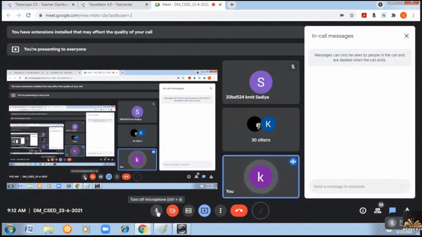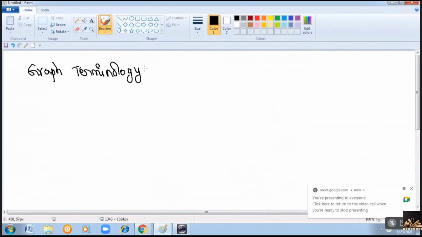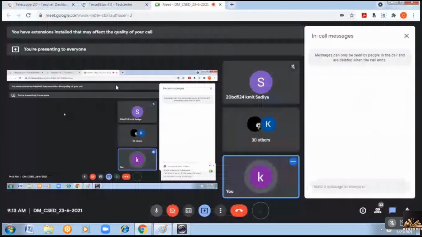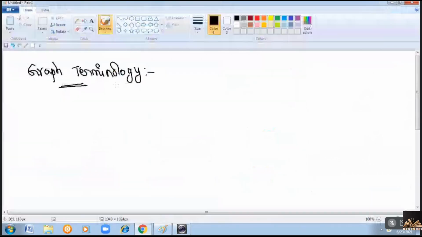So we'll start with graph terminology. Can anyone define what a graph is? Have you studied this in your data structures? Yes. Okay. Define a graph. What is a graph? What does a graph contain?